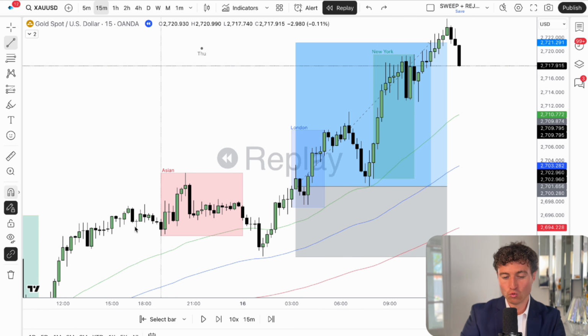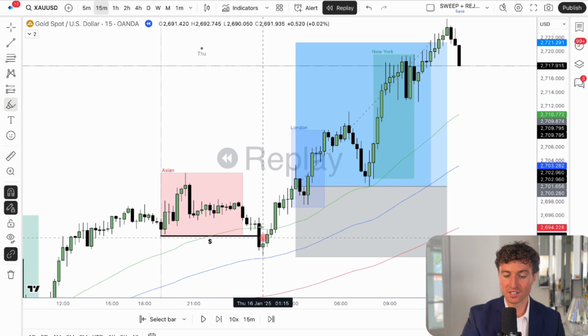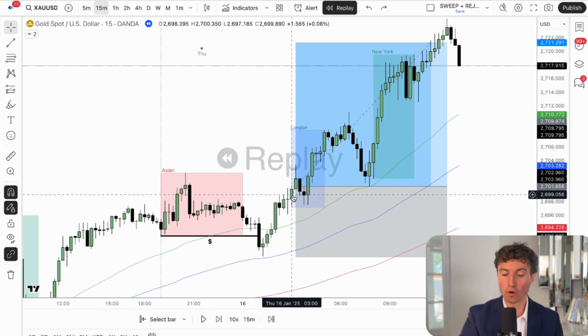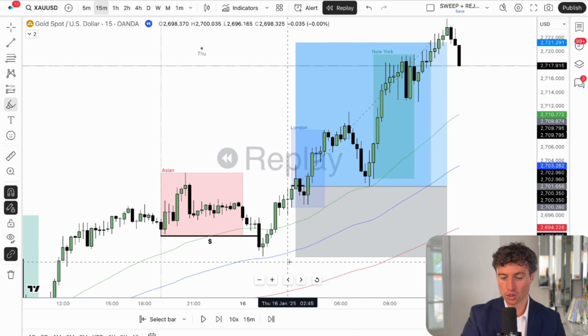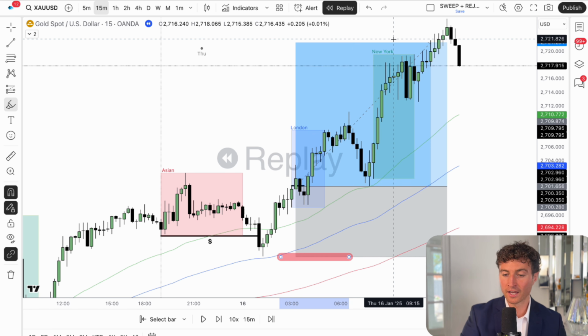We've seen a raid of sell side liquidity below the Asia session low. This is your raid of liquidity right here. We then got a 15-minute bullish confirmation during the London kill zone. We then enter on the break of this 15-minute candle high. Invalidation goes just at the liquidity sweep low. And again, we target a mechanical 1 to 2.